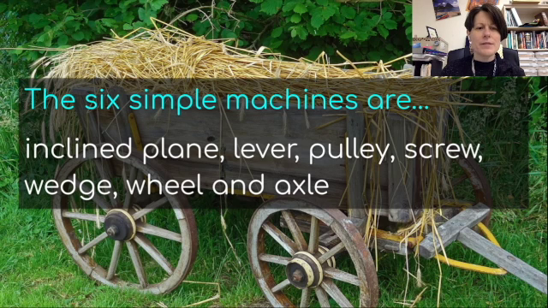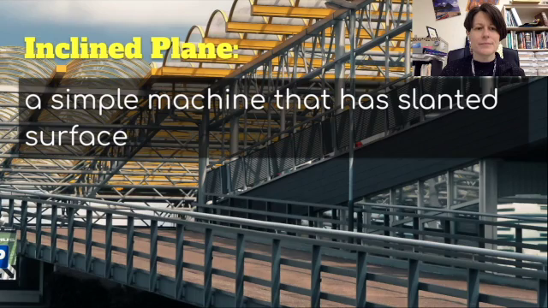So there are going to be 6 simple machines that we are going to talk about in this chapter. They are the inclined plane, the lever, the pulley, the screw, the wedge, and the wheel and axle. So an inclined plane is a simple machine that has a slanted surface, like in the background. So a ramp is an inclined plane. Can you think of other places that you see inclined planes?